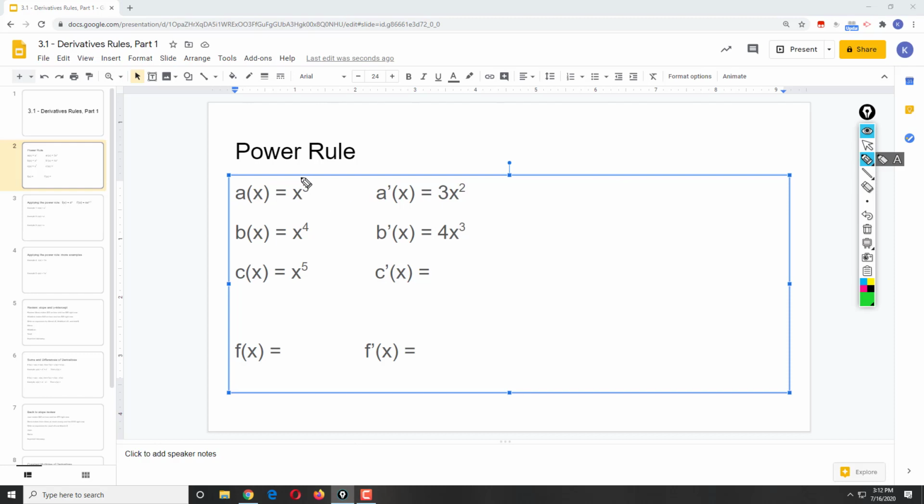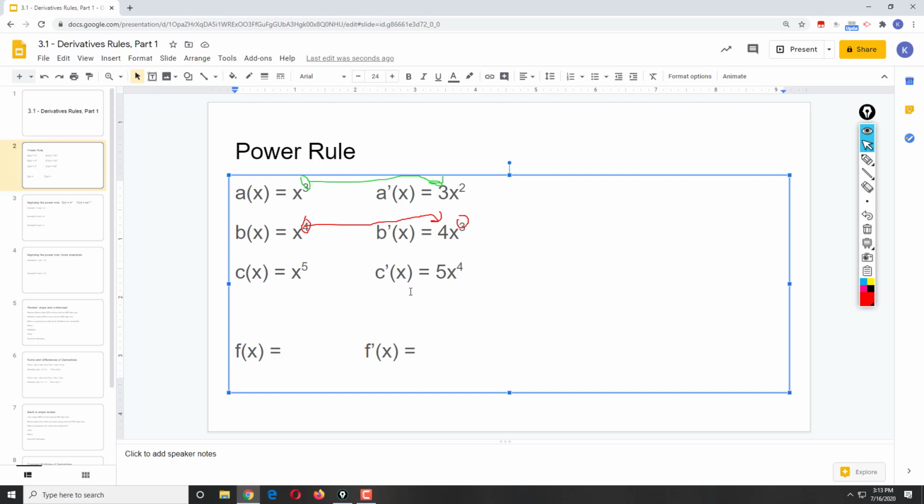Well, we see that the 3 just came out front, and then 3 turned into 2. In the next one, x to the fourth, the 4 comes out in front, and then the 4 turned into a 3. If we apply the same pattern, the 5 will come out in front, and then 5 minus 1 is 4. So the derivative of x to the fifth is 5x to the fourth power.